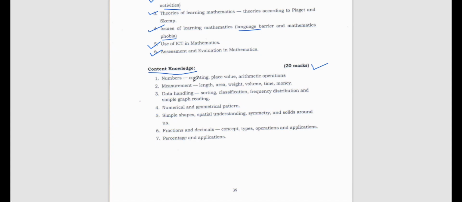Now let's come to the content knowledge. This content knowledge is the maths, of course. So numbers, counting numbers, place value, arithmetic operations. You know very well what whole numbers, real numbers, natural numbers, irrational numbers, rational numbers and integers are. Place value also you know: tens, ones, hundreds, thousands, 10,000, lakhs, 10 lakh, crore. Then AP, we all studied AP in class 10, arithmetic progressions, right?